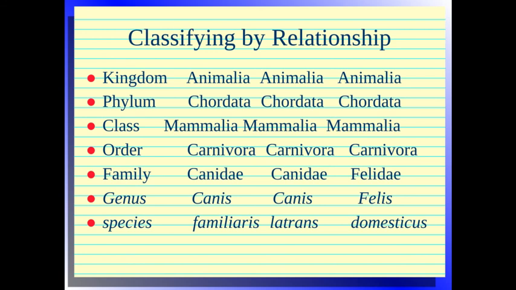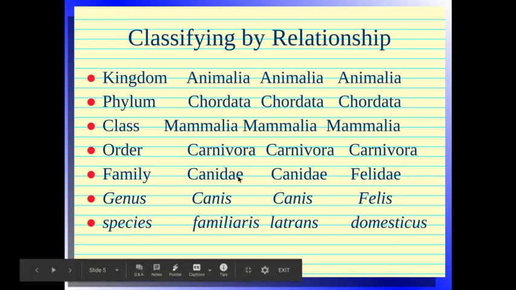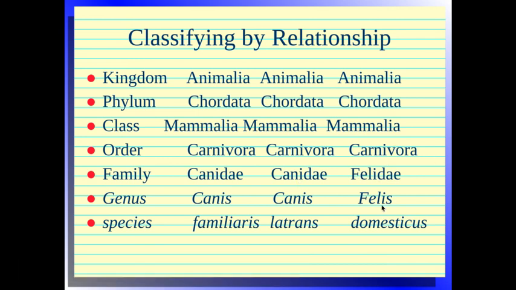As you notice, the genus and species are all italicized. The species are all lowercase. You'll notice that everything above where it splits, so where it says the family, these two are Canidae and this is Felidae. Everything above it, though, is the exact same. So everything above is going to be the same.